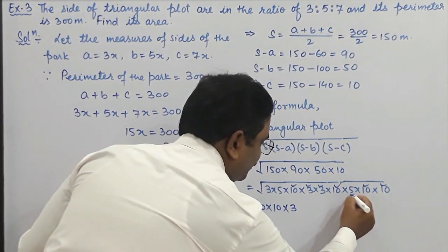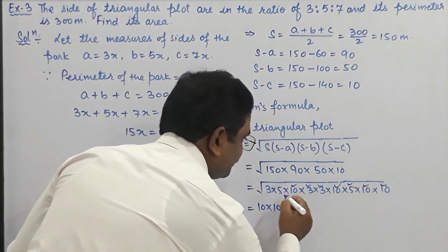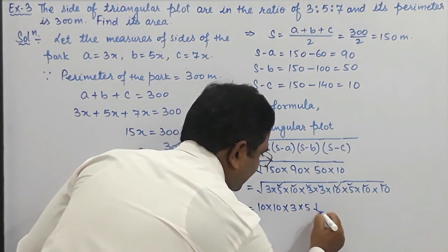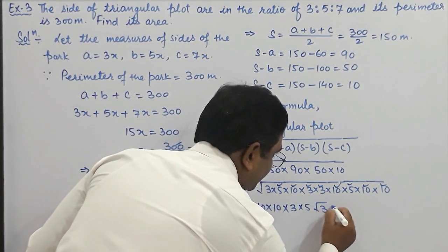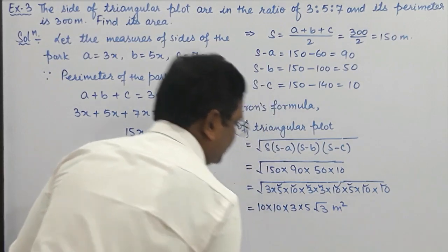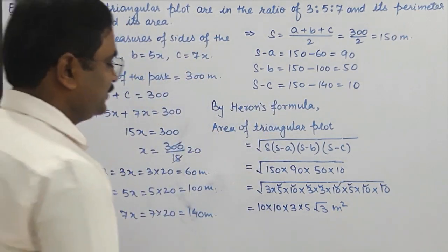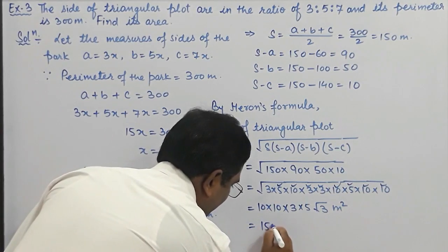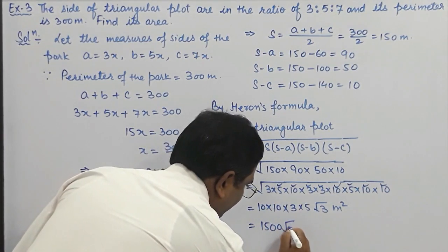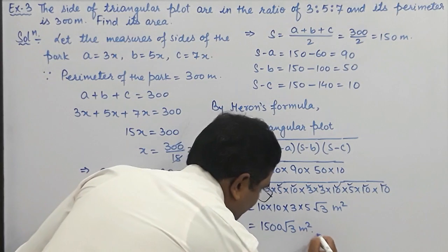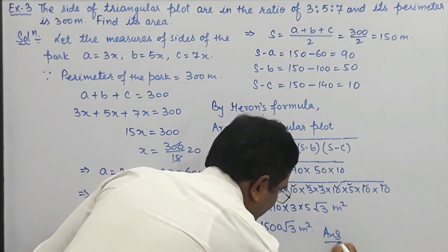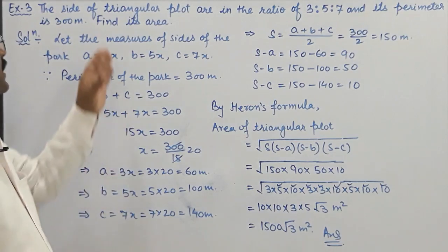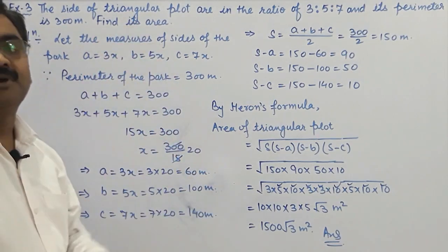And one pair of 5 also multiplied by 5 under root 3 square meter. So let us multiply. 5 3s are 15, 1500 square root 3 meter square is the required answer. It means this is the area of this triangular plot.